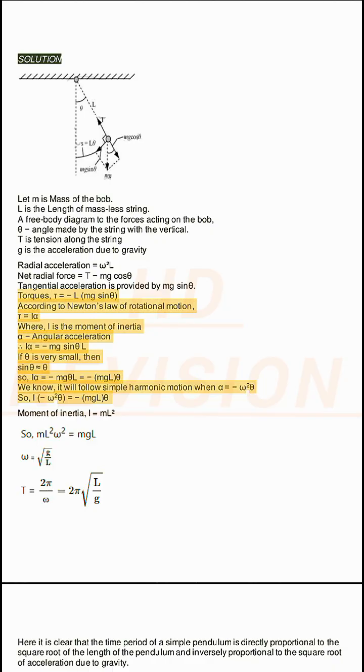If theta is very small, then sin theta approximately equals theta. So I alpha equals minus mg theta L. We know it will follow simple harmonic motion when alpha equals minus omega squared theta. So I times minus omega squared theta equals minus mg L theta. Moment of inertia I equals mL squared. Here it is clear that the time period of a simple pendulum is directly proportional to the square root of the length of the pendulum and inversely proportional to the square root of acceleration due to gravity.